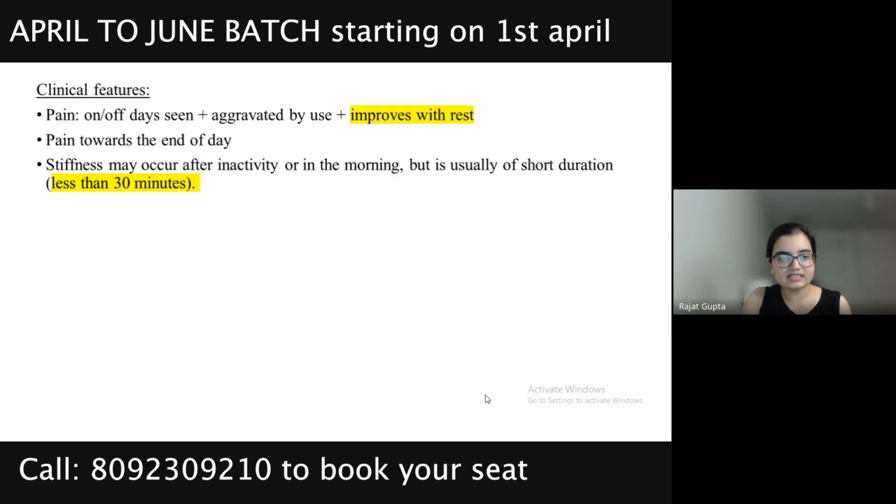Now, this is important. This is what differentiates osteoarthritis from other inflammatory arthritis. Because it's a wear and tear kind of disease, it's obvious that it will come more when we use our bones more, and it'll improve with rest. So it's aggravated by use, and it improves with rest. People with osteoarthritis will mostly see that the pain is more towards the end of the day.